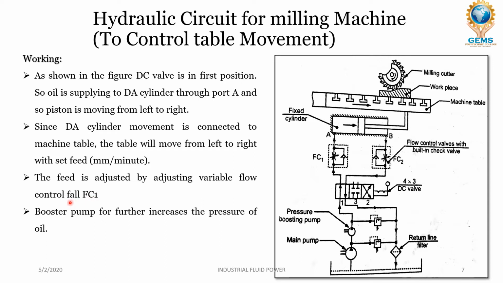FC1 is flow control valve 1. Here there is one flow control valve with built-in check valve. And here a booster pump further increases the pressure of the oil. One more pump we are adding, called a pressure boosting pump, in order to increase the pressure. We are using a very heavy load, so an extra boosting pump is used to increase the pressure.